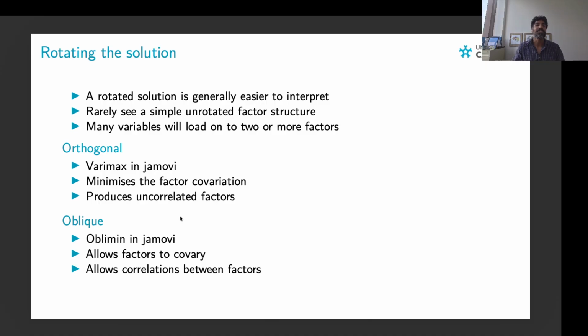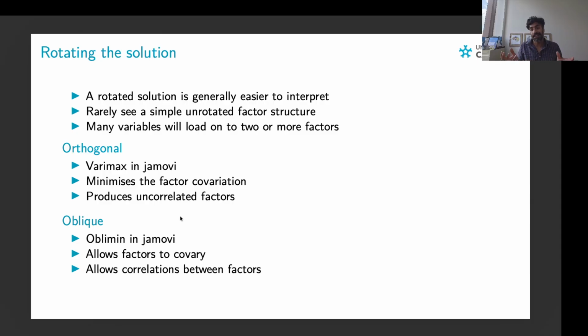So you have orthogonal rotation. Now in Jamovi, this is called Varimax, just because why not learn 2 words for the same thing? So we have orthogonal, which is Varimax. Try to keep those together. Orthogonal is in the literature. Varimax is what Jamovi calls it. It minimizes the factor covariation, and it produces factors that are uncorrelated with one another. So the factors aren't related. And then you have oblique, which is called Oblimin in Jamovi, and it allows factors to covary. So it allows for correlations between factors.